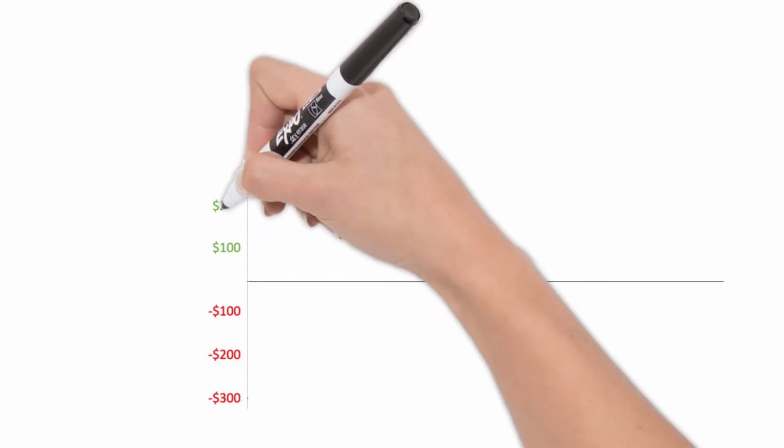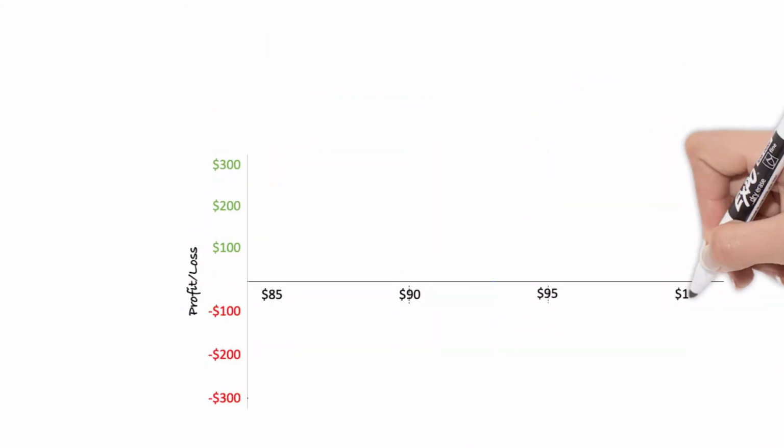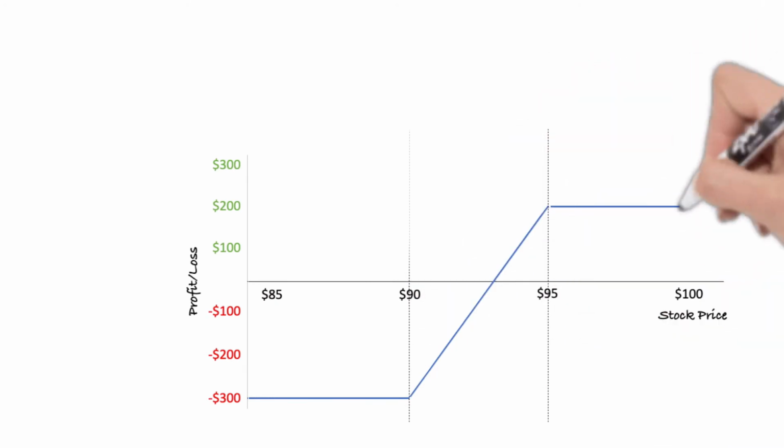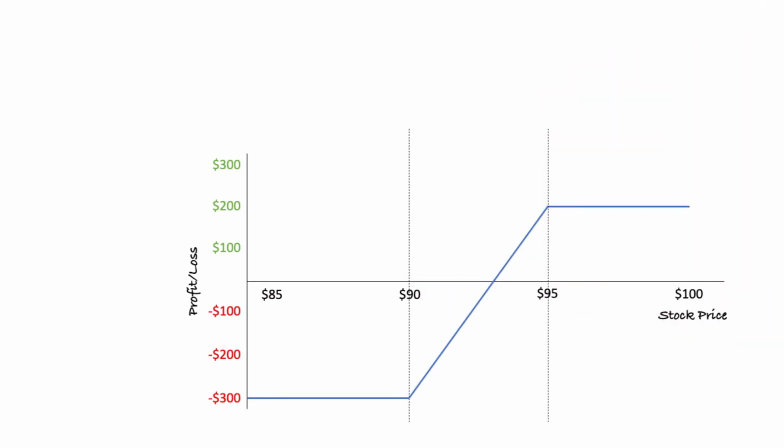Let's just summarize and recap what we have covered so far. Take a look at the following chart. It shows the stock price from left to right on the x-axis and profit and loss on the y-axis. The blue line then plots the associated vertical spread profit or loss at each stock price.